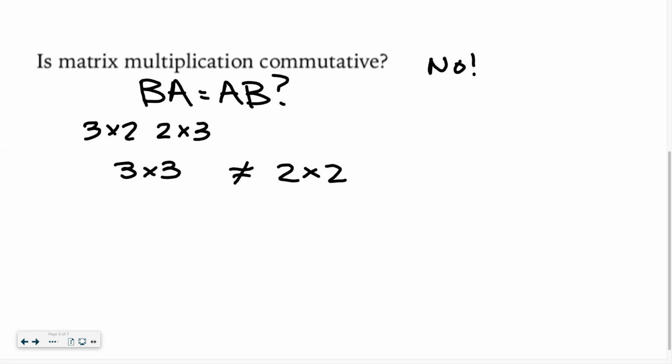Now, could you imagine that maybe there exist some matrices out there where A times B is the same as B times A? Yeah, so it is possible. It might mean something special when that happens, okay? And so we might see that later on in the chapter.